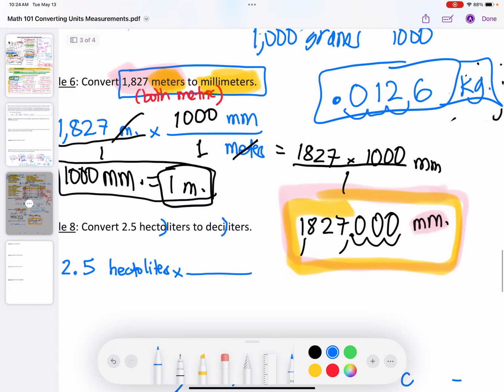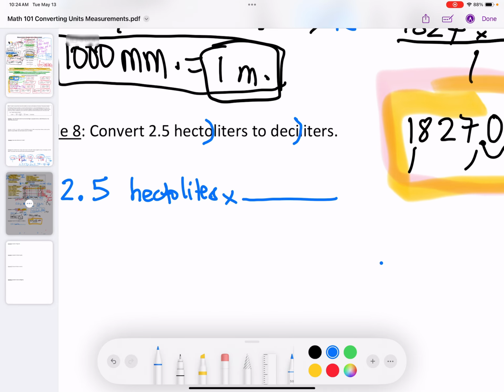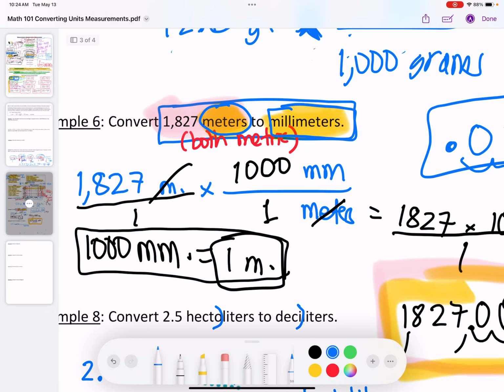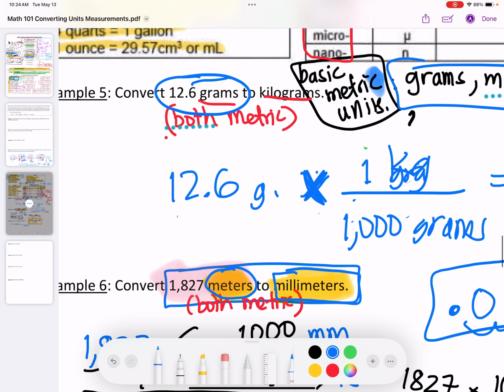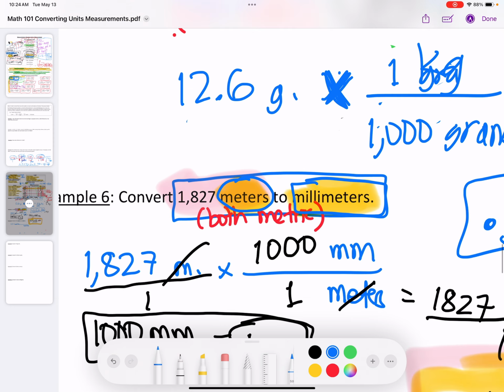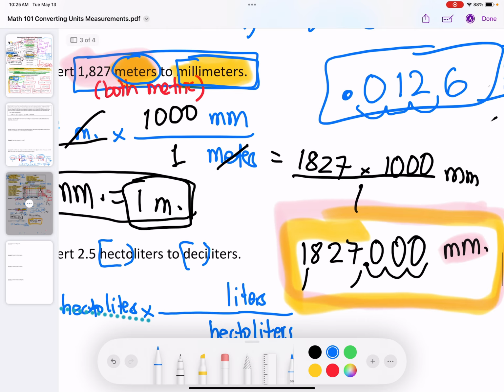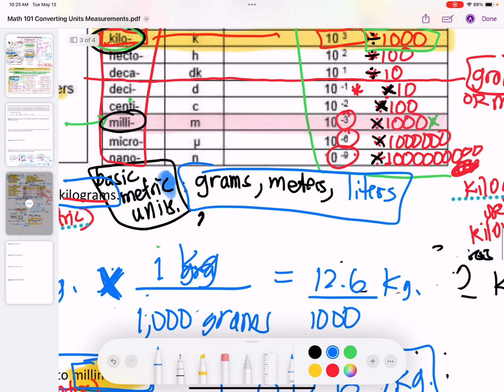Anyway, whatever happens here, I want to cancel out hectoliters. Why are these words so long? In the previous two examples we went from the basic unit, like meters, to a prefix version, millimeters, or from grams to kilograms. This one's a little more complicated because we're going from one prefix to another, hecto to deci. I think it would help to go from hectoliters just to liters, because that's the conversion we have up here. Where's hecto? Right here.